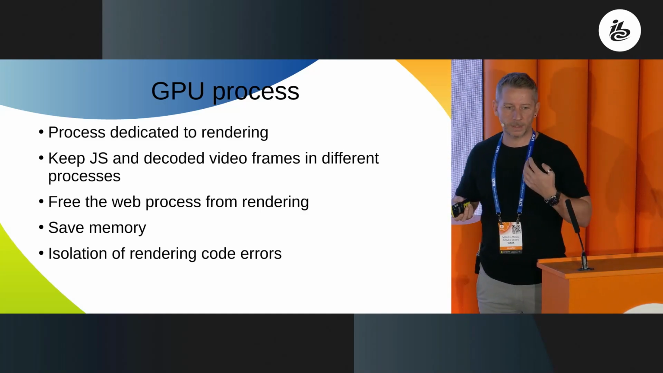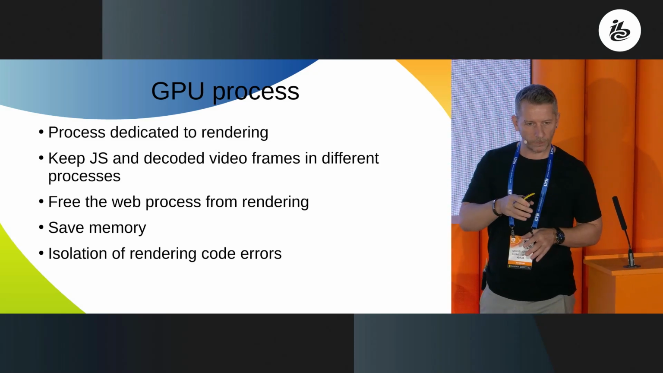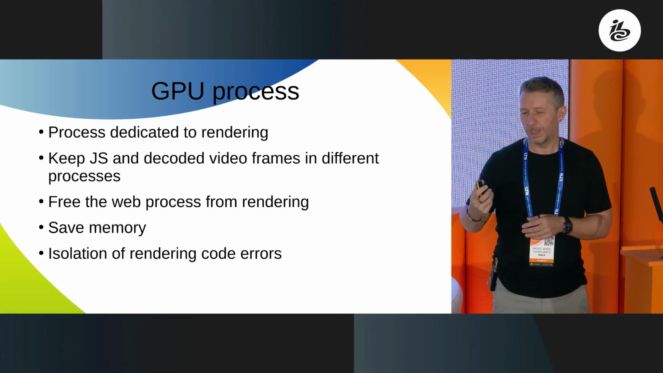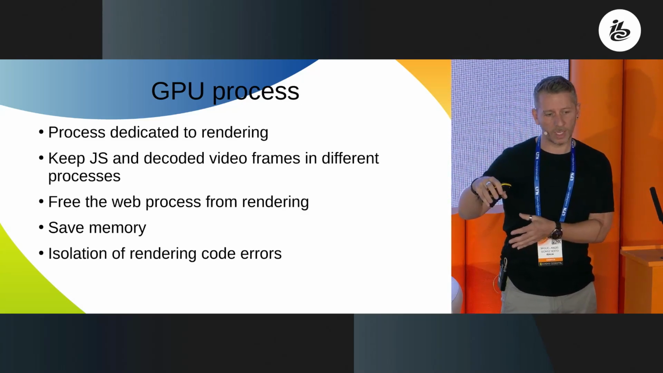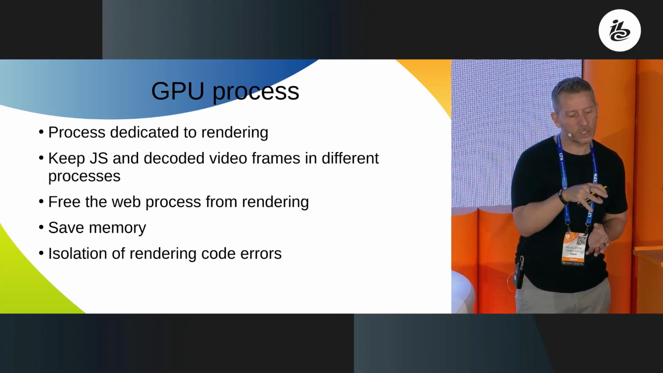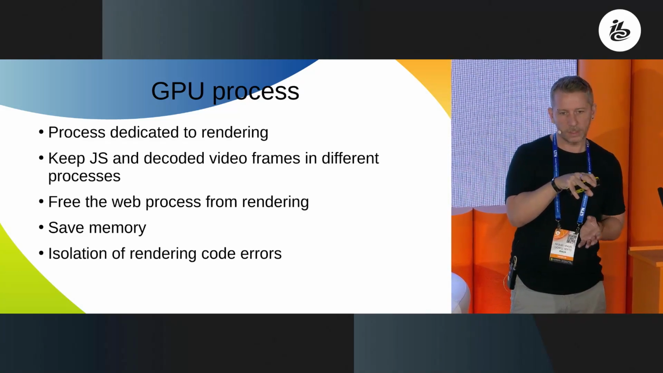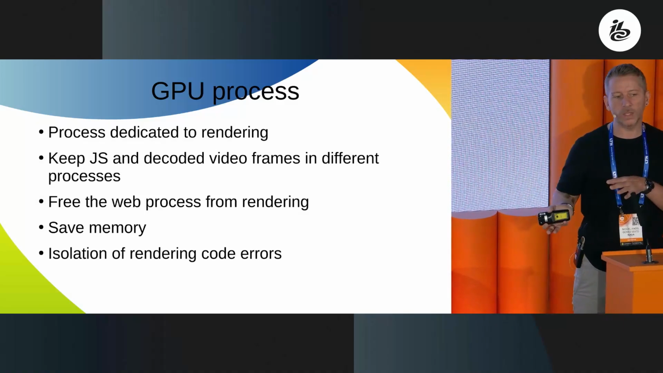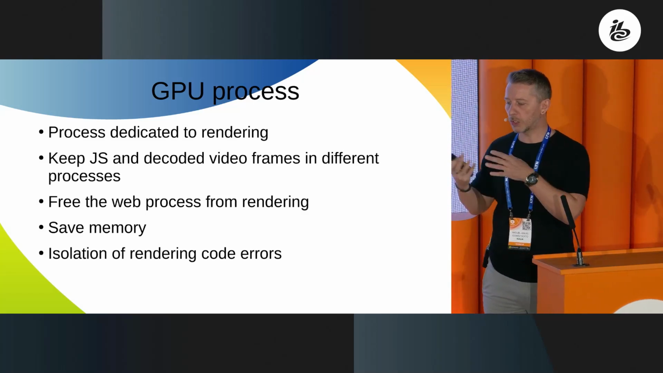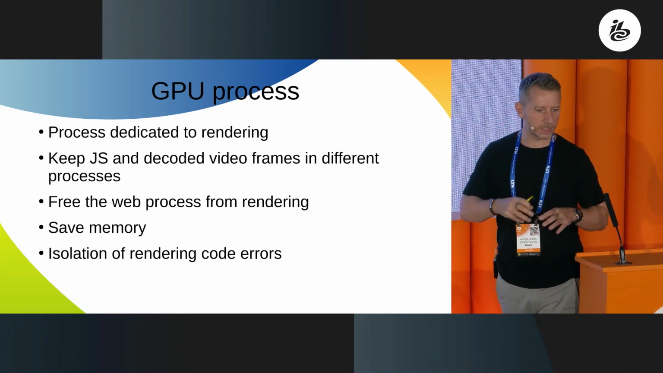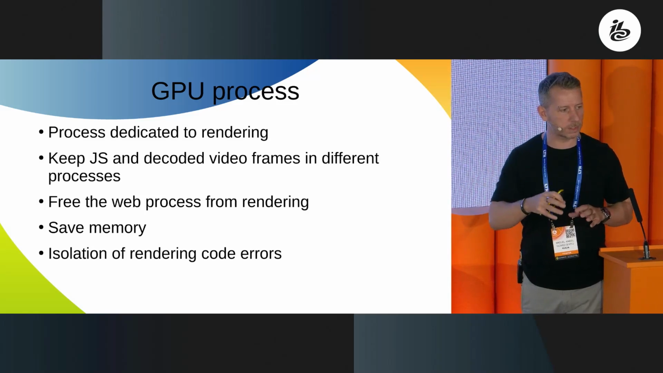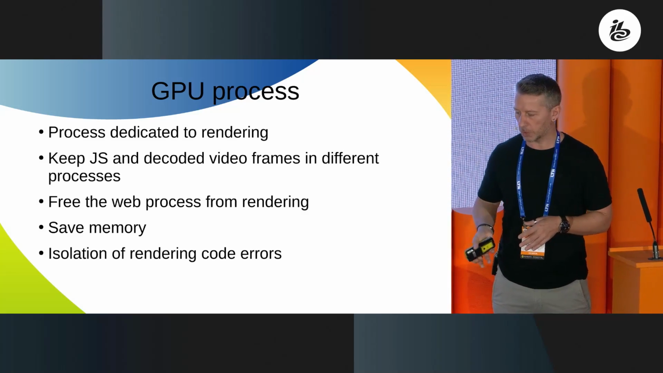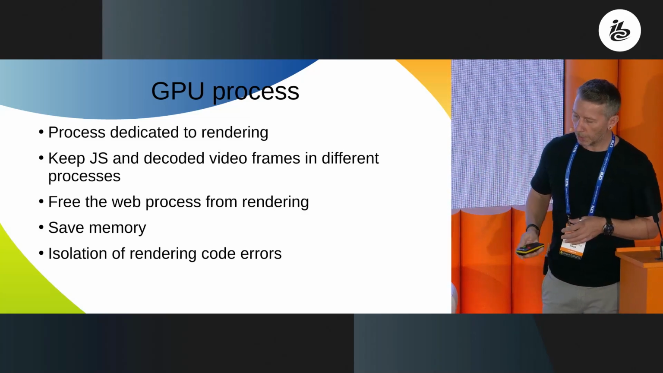Even more, there will be several web processes trying to render stuff, with only one GPU process serving all those web processes. And if there is a crash, only that process is going to crash and we can create a new one, but the web processes are not going to be affected. So the page is not going to be affected. The JavaScript that you have is not going to be affected by these crashes. So this is an isolation of the errors when rendering. Also, it's going to save memory because we don't have to have as many GL contexts in different processes. That's going to be centralized in a single process. So this is going to save memory. It's going to be awesome.